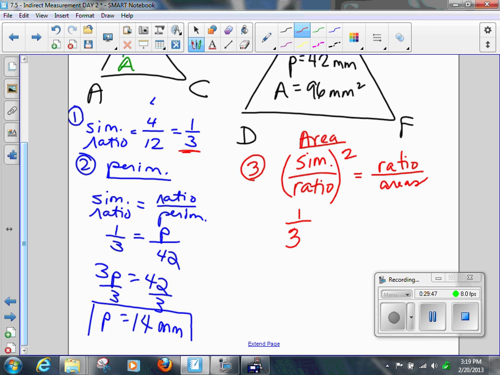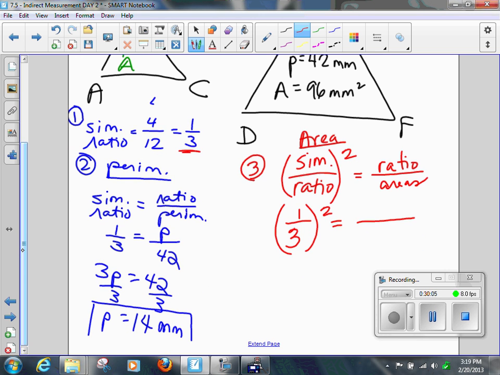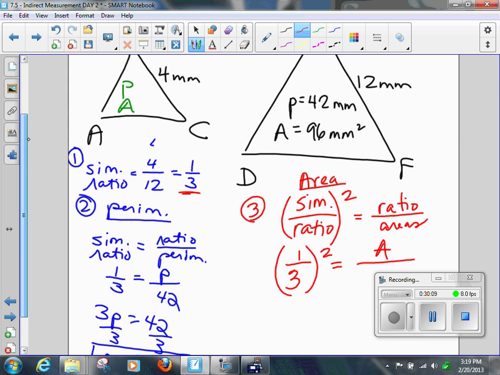Okay? So, what's my similarity ratio? I used 1/3. And then look, the 1 comes from the 4. The 4 comes from the small triangle. Do I know the area of the small triangle? No. So that's going to be my A. Look at the 3. The 3 comes from the 12, and the 12 comes from the big triangle. What's the area of the big triangle? 96.